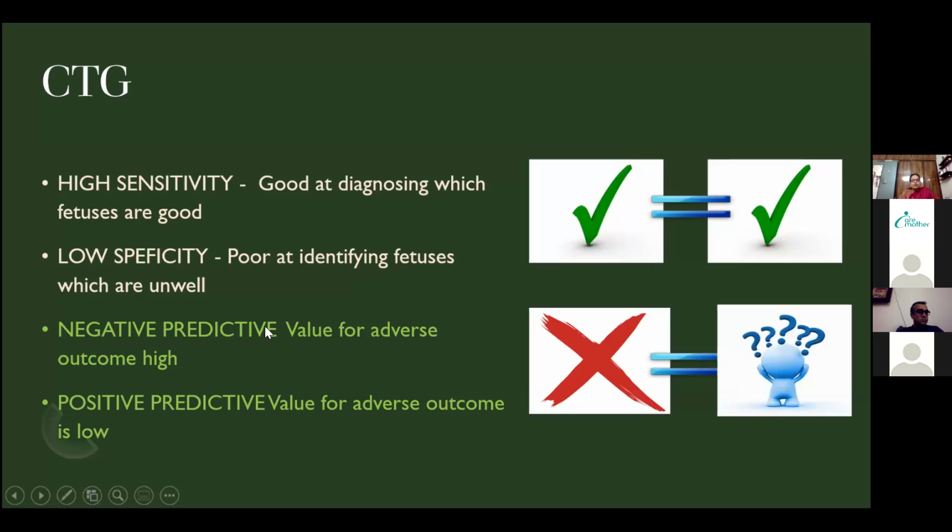Two things that you should remember about CTG. It has a high sensitivity. It is very good at diagnosing fetuses which are good, which means if the CTG trace is normal, the possibility of the baby having hypoxia is very less. So most probably you will end up with a good baby. But supposing the CTG is abnormal, it does not mean that the baby will always be hypoxic. This is where interpretation and waiting help.